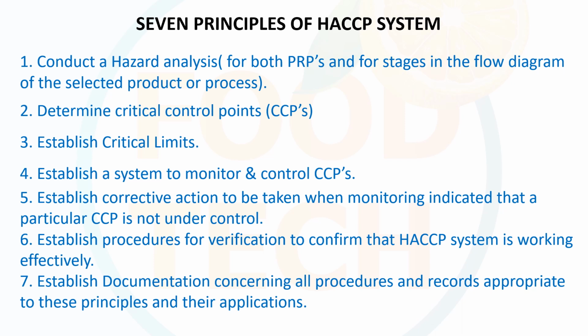And then comes the second point, which is critical control points. Then it is critical limits. Fourth is to establish a system to monitor and control the CCPs. Next is corrective actions. See, here you need to think that all seven principles are written as entire sentences, but the crux of each principle is between 2 to 3 words.